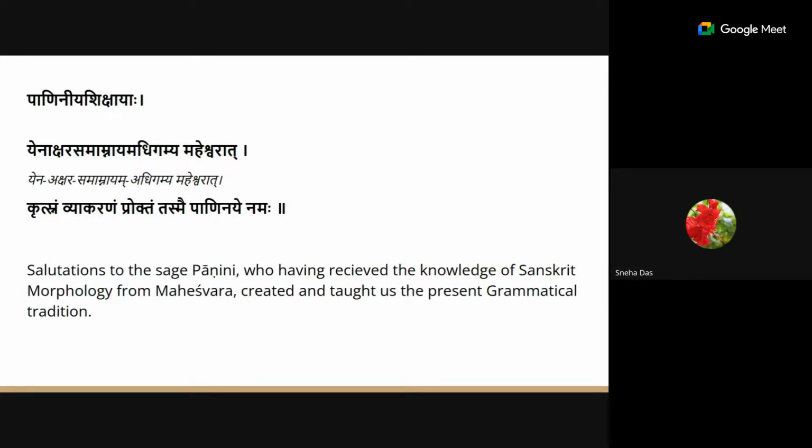Would you like to recite it once? It's quite difficult. Okay. येनाक्ष समा. There is the broken part written at the bottom as well, you can use that, the above is not very readable. येन अक्षर समाम्नायम् अधिगम्य महेश्वरात्. कृत्स्नं व्याकरणं प्रोक्तं तस्मै पाणिनये नमः. Yeah, that was good.